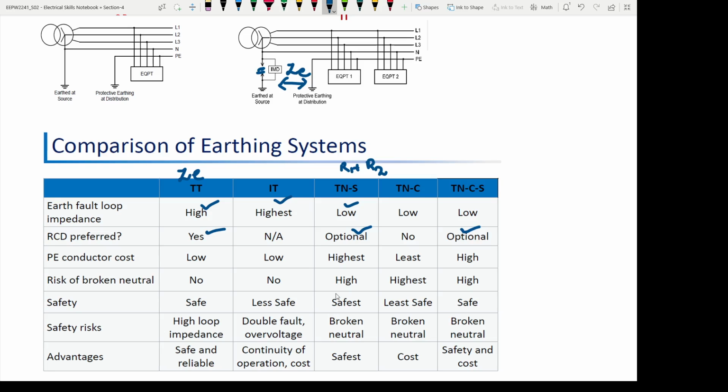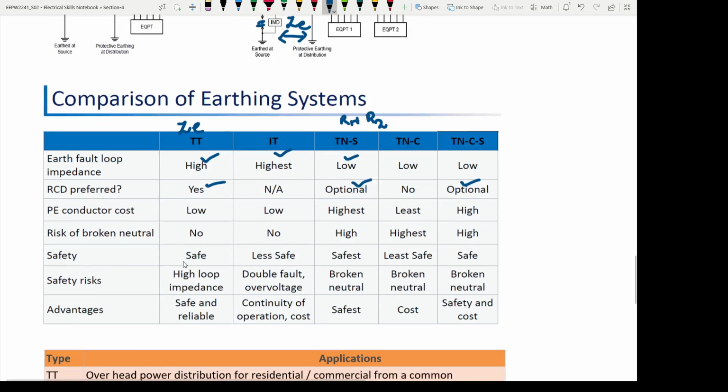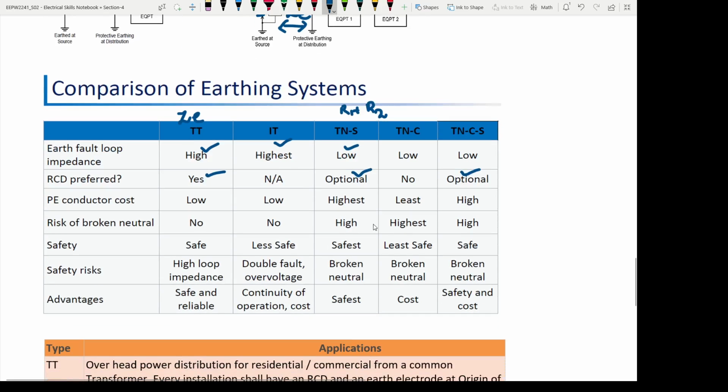It can trip during an earth to line fault. Okay. So, protective conductor cost: if you see the conductor cost, obviously TNS is going to have the highest cost, because we have a separate line conductor, a separate neutral conductor and a separate earth conductor. So, from the supplier to the consumer we have 3 wires. Obviously the conductor cost is going to be highest in the TNS, and then TNCS is high.